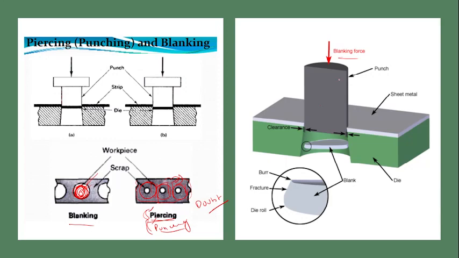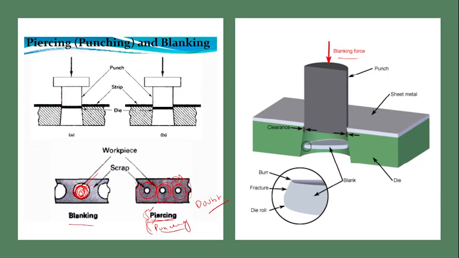Because there should be some gap between the die and punch. When the shear happens, the metal expands. Yes, and it should move through the die. That is why we have to provide some clearance for the flow of the material. And if clearance is there, then only your punch will get inside the die. So we have to provide clearance.